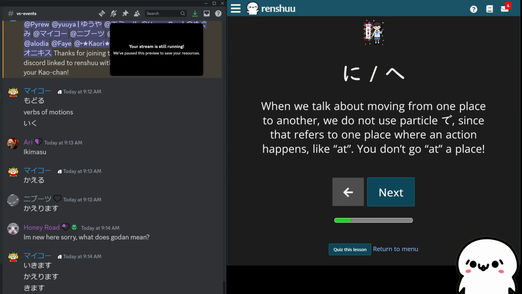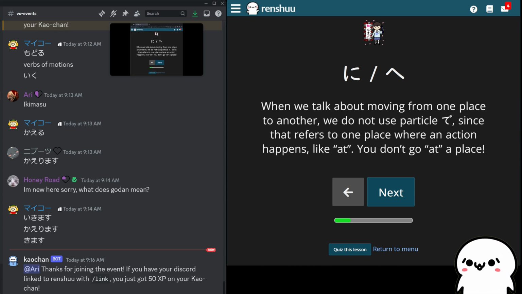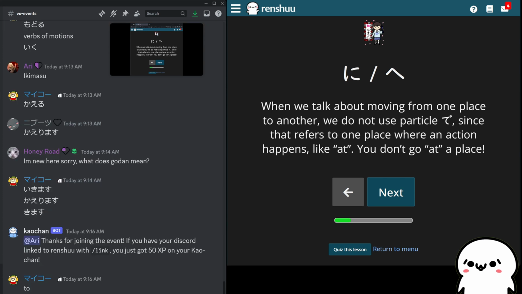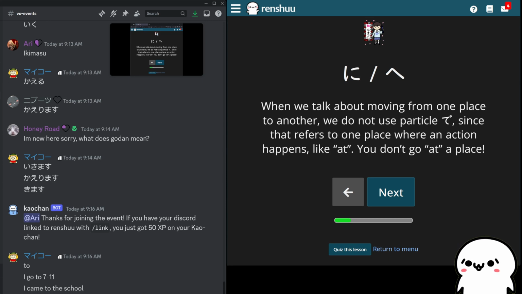And so we don't use de. We're using this to speak about the moving, the motion from one place to another place. And although a lot of particles don't have translations, this one is typically "to" in a sentence. So, the example I was talking about before, if I go to 7-Eleven, in English we would say I go to 7-Eleven. Or I came to the school. It's often "to" in English.